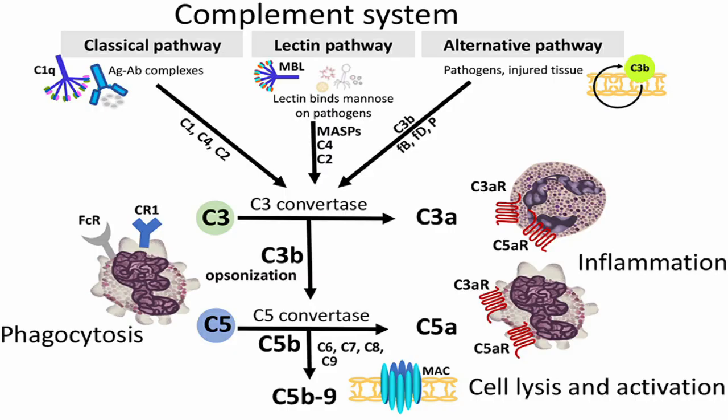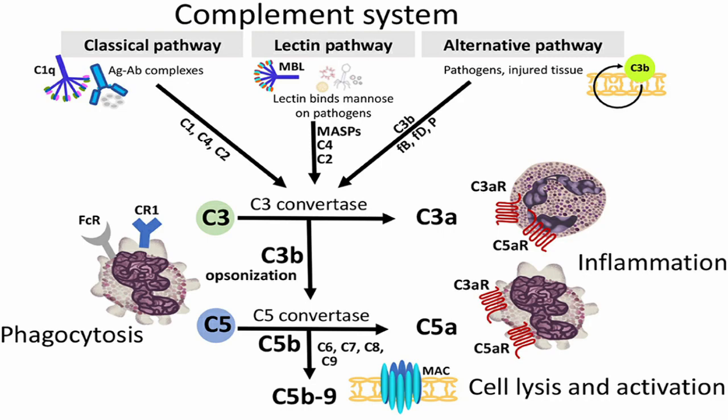The complement cascade can be triggered by various stimuli, including the presence of pathogens such as bacteria and viruses, as well as immune complexes and damaged cells. Complement proteins such as C3b can bind to the surface of pathogens, marking them for phagocytosis by cells like macrophages and neutrophils. The process enhances the efficiency of pathogen clearance.